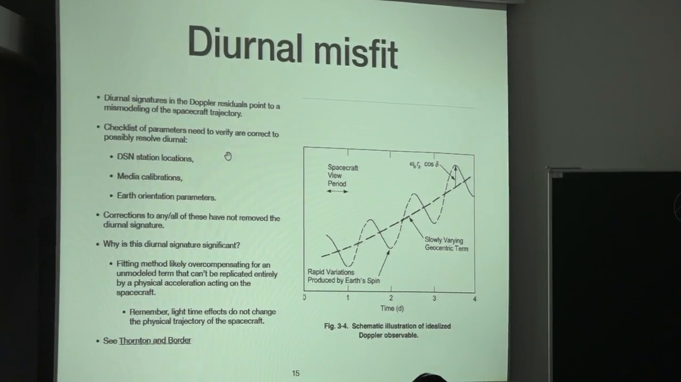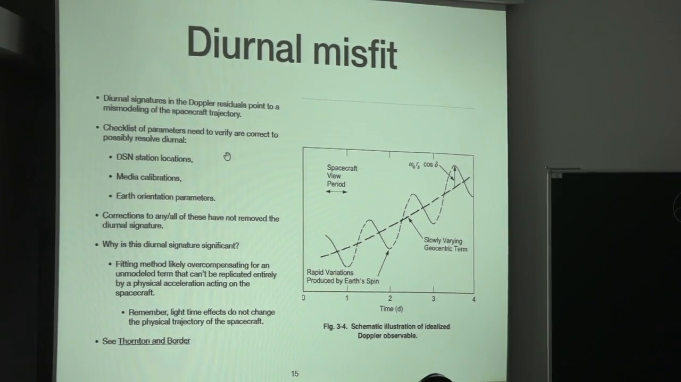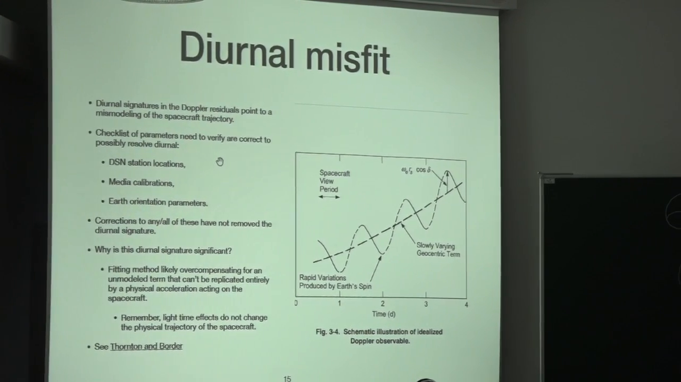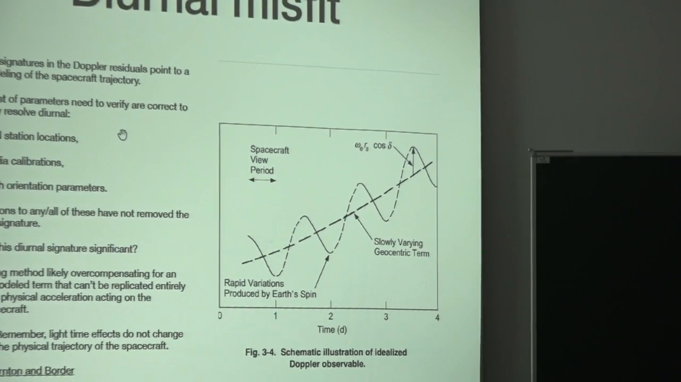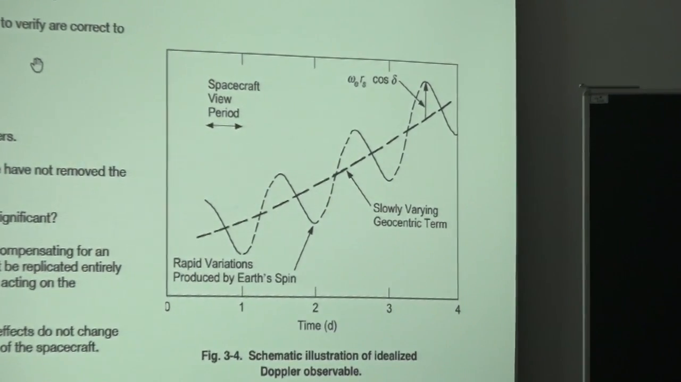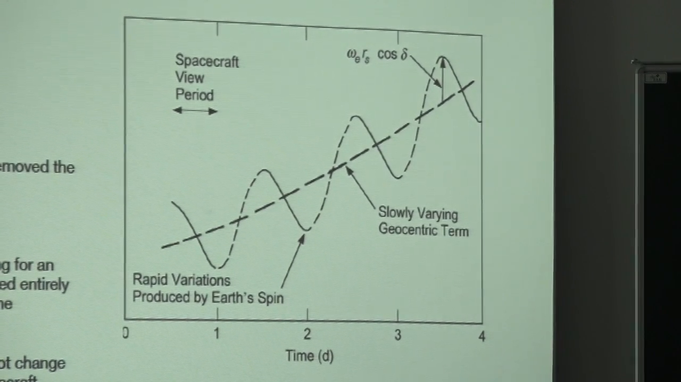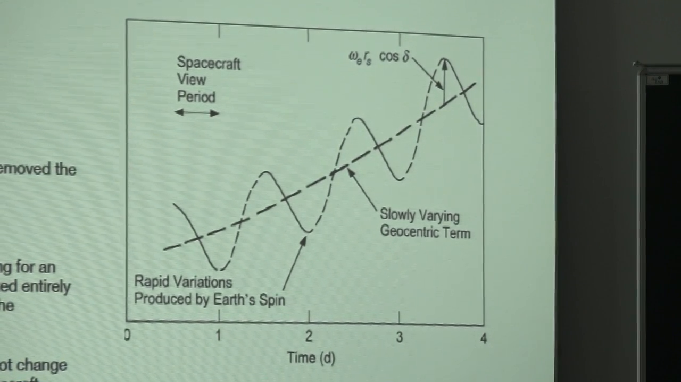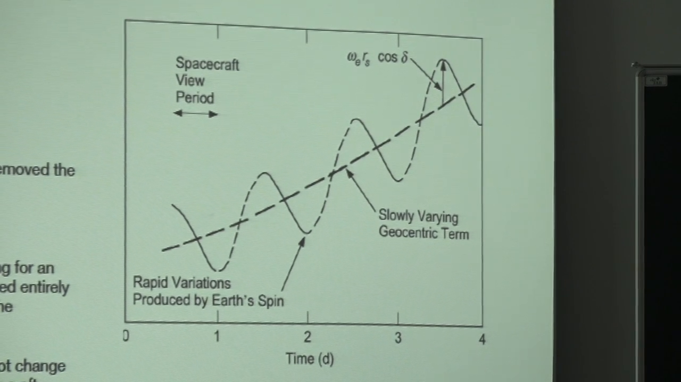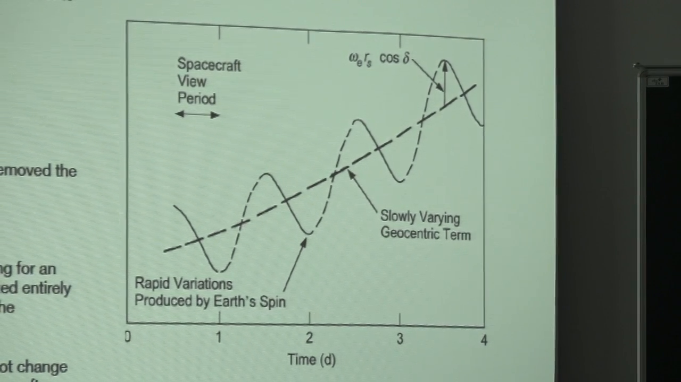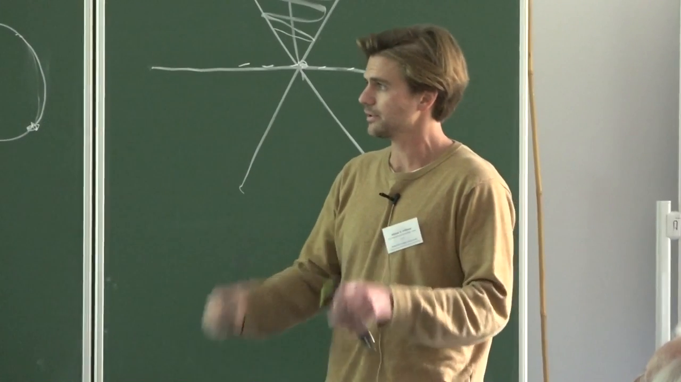These are just a checklist of mundane parameters that you have to go through in order to make sure that you're accounting for everything: DSN station locations, media calibrations, Earth orientation parameters, because a diurnal pattern in the residuals is actually produced by rapid variations in Earth spin, since the DSN station is on Earth.